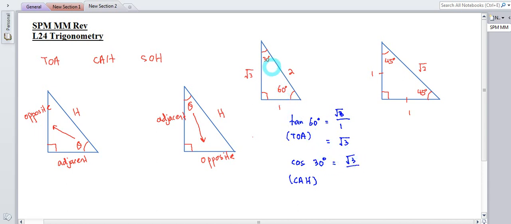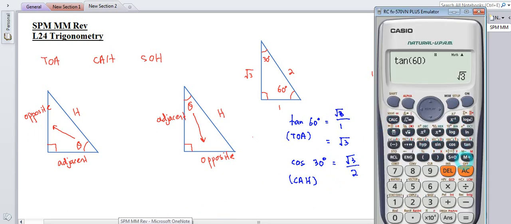Cosine is adjacent side divided by the hypotenuse. The hypotenuse is the longer side of a right angle triangle, which is 2. You can check with your calculator. Cosine 30 degree is square root 3 over 2.